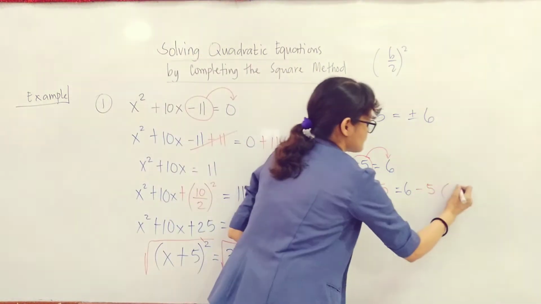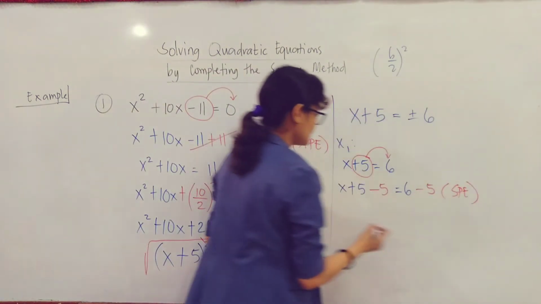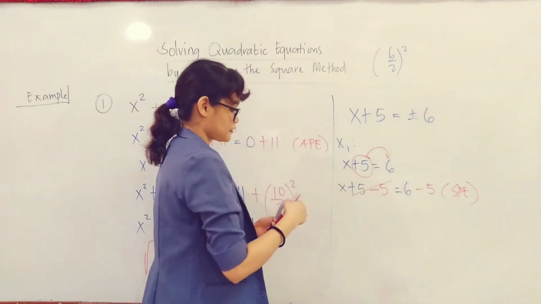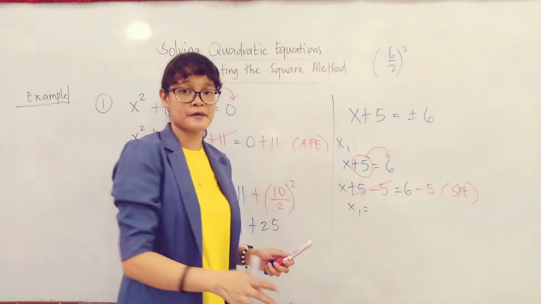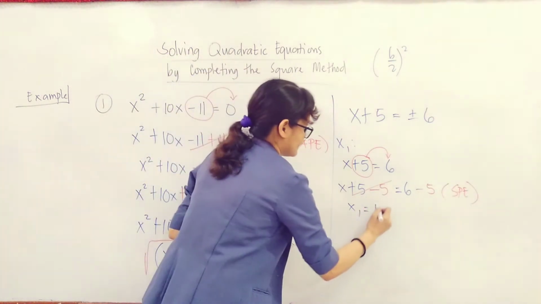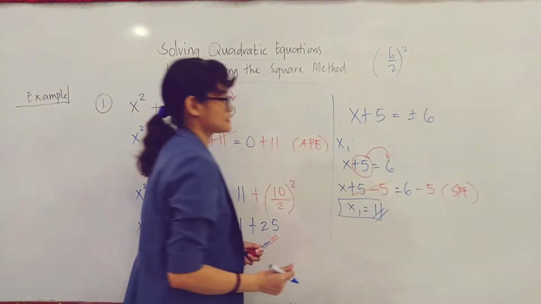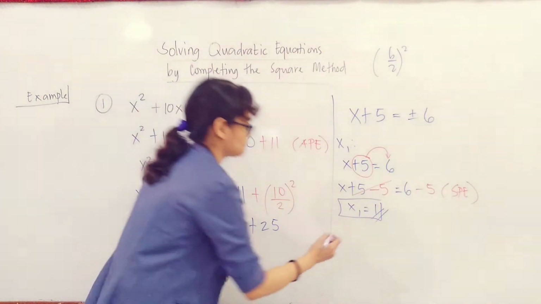Simplify. So again, this is because of SPE, alright? This is equal to 0. So therefore, x sub 1 is equal to 6 minus 5 is equal to 1. Alright, so this is the value of x sub 1. Next, do the same process for x sub 2.